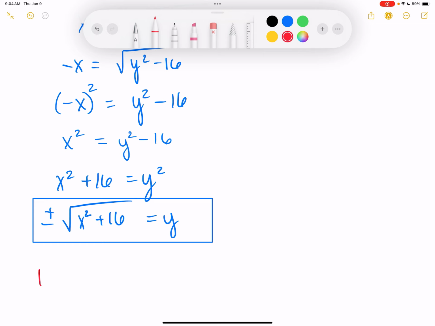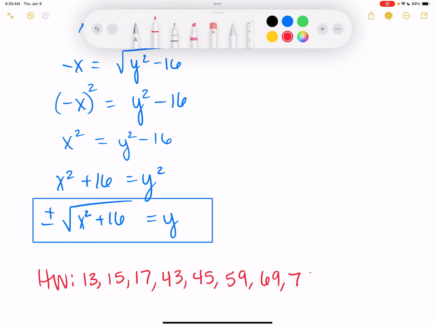All right, so I'm going to go ahead and tell you what your problems are, but I'm going to give you tomorrow to do them as well. 1, to make sure you have plenty of time to do them, and that way if you have questions you can ask. But 2, we also only have 5 more minutes, and I don't like to just give you 5 minutes to do problems. So 13, 15, 17, 43, 45, 59, 69, and 75.